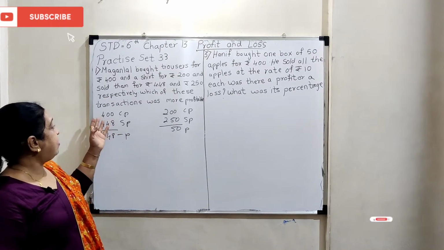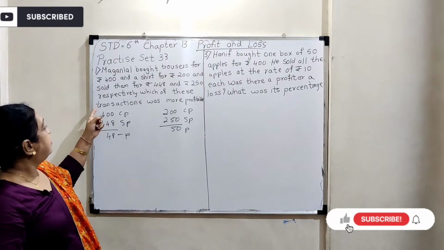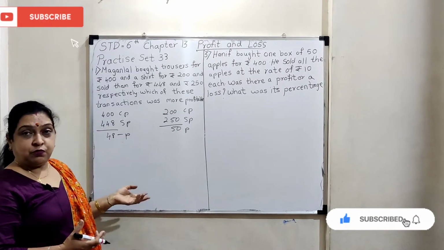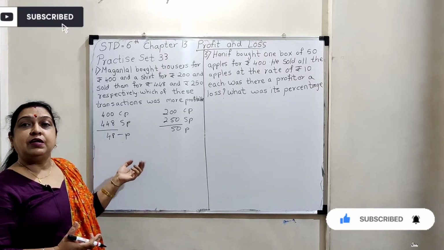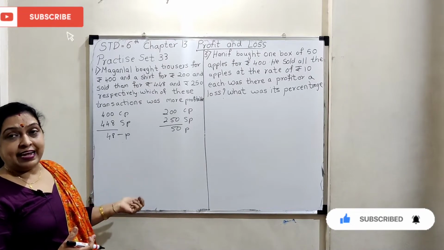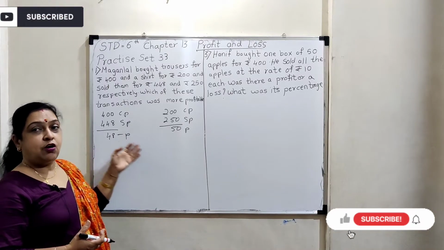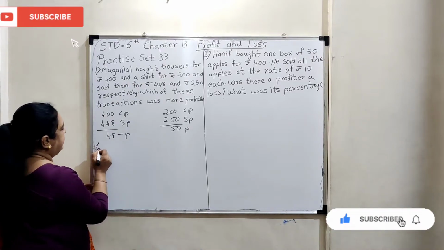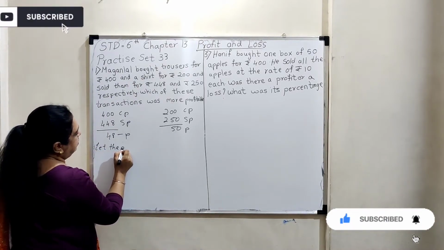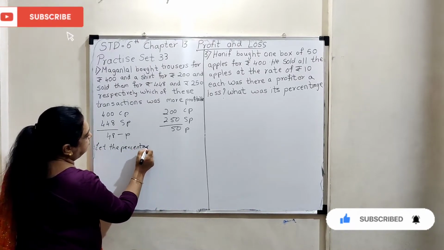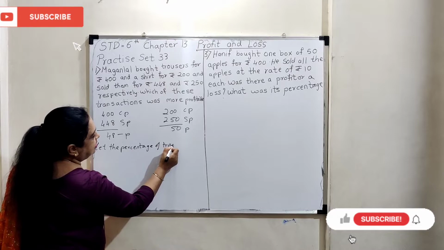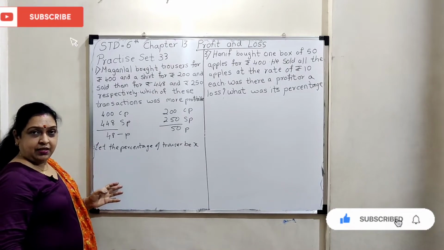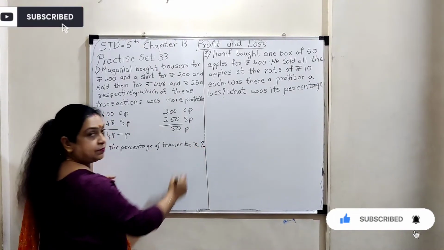Now they have asked which of these transactions was more profitable. So what we have to do is find out which one was more profitable. We have to find out the percentage. So for that, let the percentage of trouser be X percent.